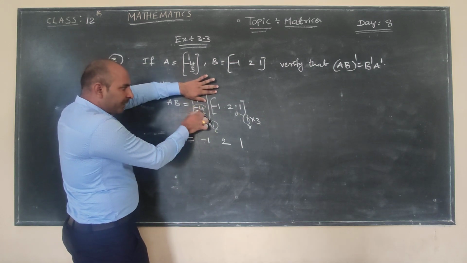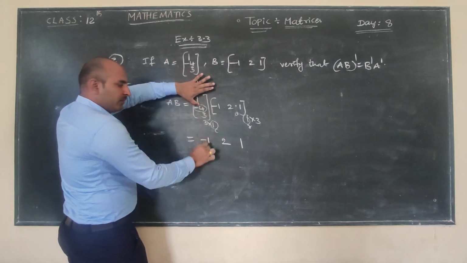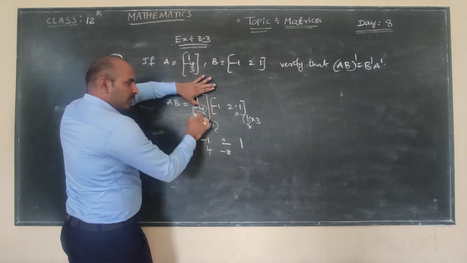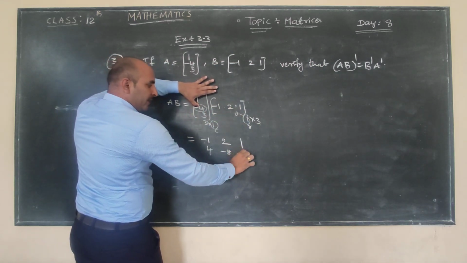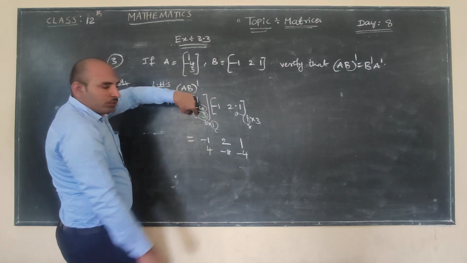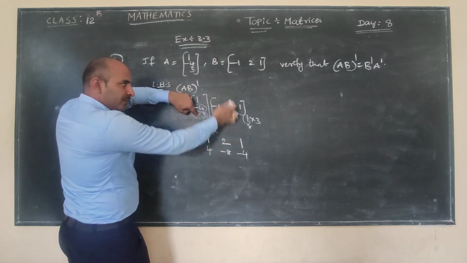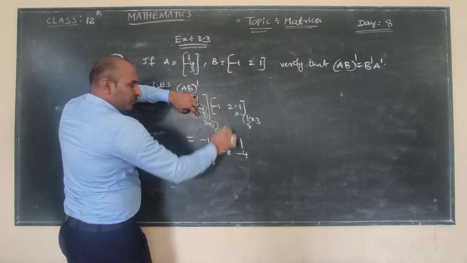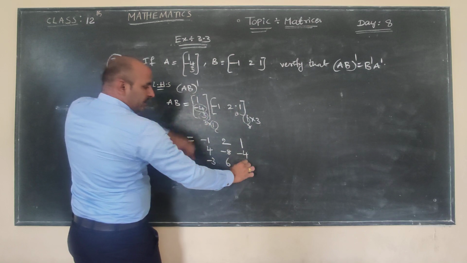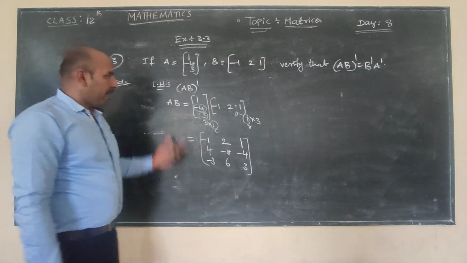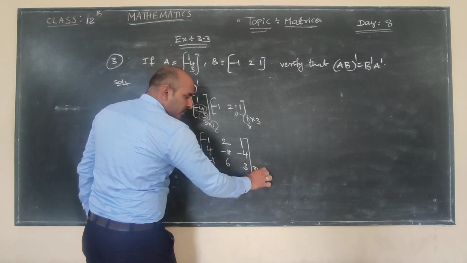Now coming to the second row, minus 4 into minus 1, that is plus 4. Minus 4 into 2, that is minus 8. Minus 4 into 1, that is minus 4. Now coming to the third row, the third row elements are multiplied with the first column, second column, third column. 3 into minus 1, that is minus 3. 3 2s are 6, 3 1s are 3. So clearly our resultant matrix AB order is 3 cross 3.